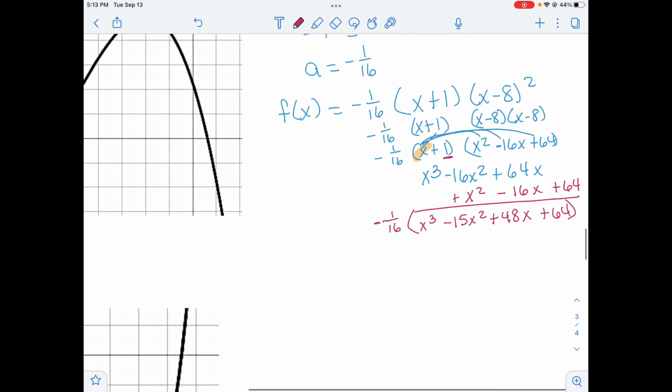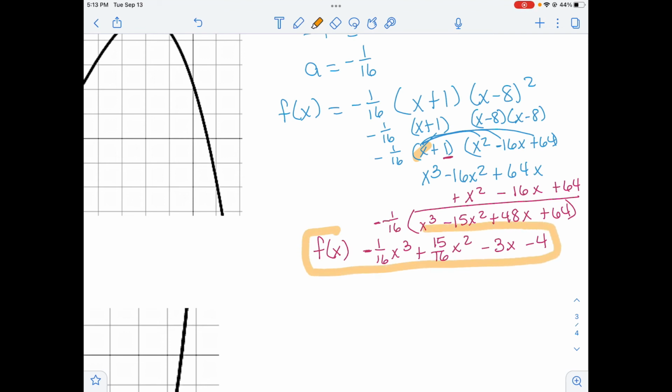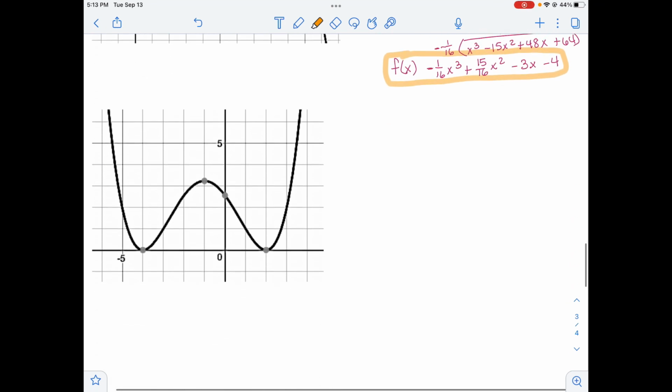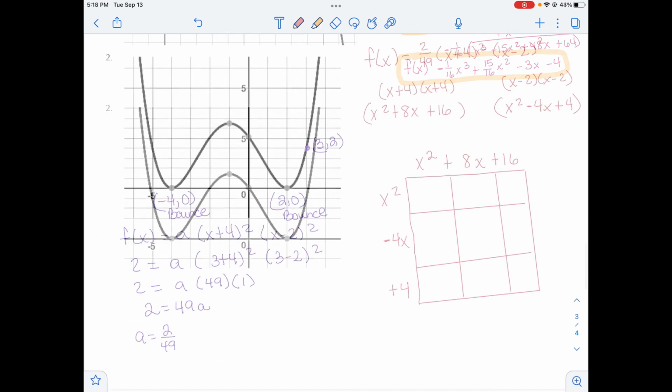And so my final answer will be f of x equals -1/16 x cubed plus 15/16 x squared minus 3x and minus 4. And so that would be my final answer in standard form for that graph there. All right, I want you to try the next one and then come back and check it.